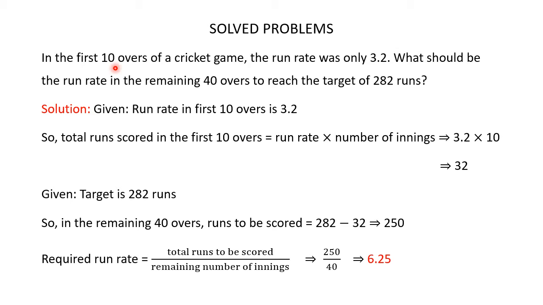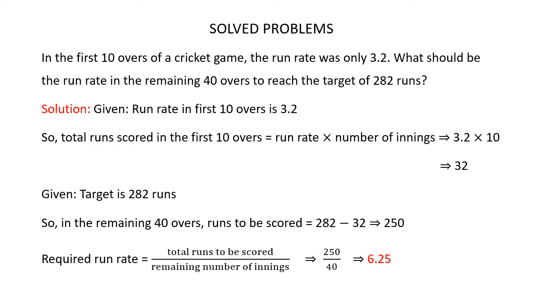In the first 10 overs of a cricket game, the run rate was only 3.2. What should be the run rate in the remaining 40 overs to reach the target of 282 runs? Now it's given that the run rate in the first 10 overs is 3.2. So total runs scored in the first 10 overs is equal to run rate multiplied by number of overs, which is 3.2 multiplied by 10, which gives us 32. So the total runs scored in the first 10 overs is 32.